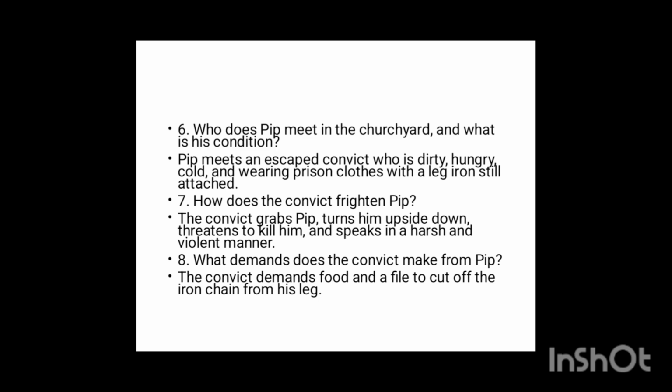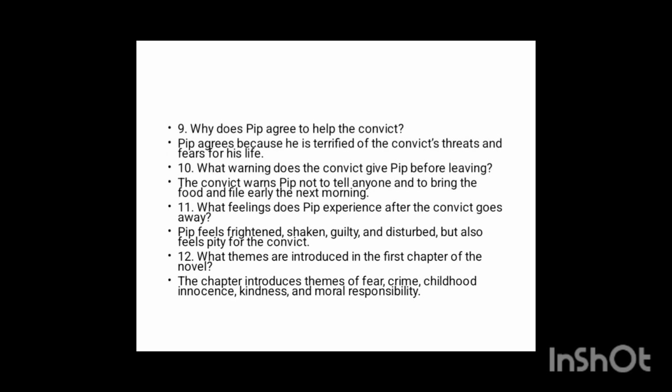Then what demands does the convict make from Pip? The convict demands food and a file to cut off the iron chain from his leg, which was actually a shackle. Why does Pip agree to help the convict? Pip agrees because he is terrified of the convict's threats and fears for his life. What warning does the convict give Pip before leaving? The convict warns Pip not to tell anyone and to bring food and a file early the next morning.